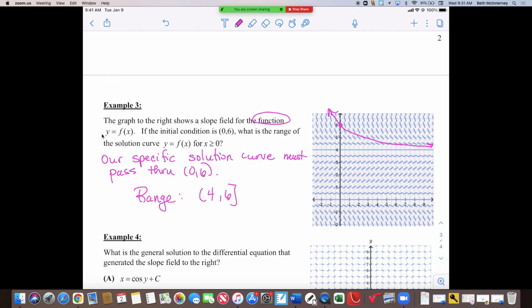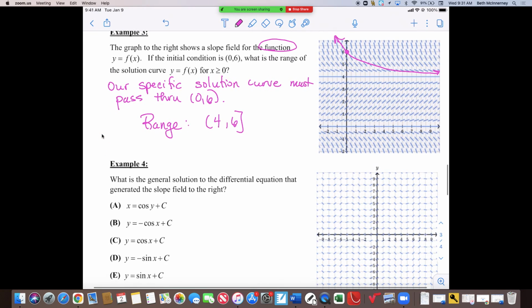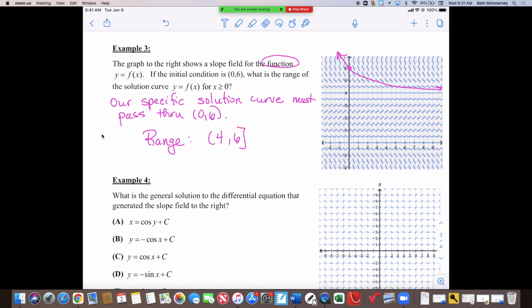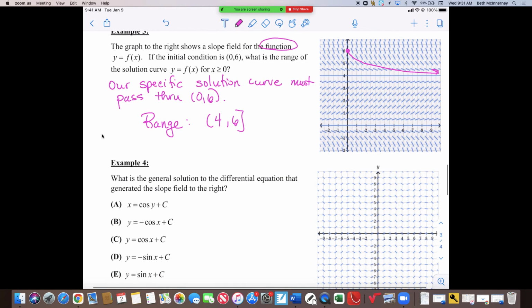But keying in on the word function. Oh, no, sorry. Yeah, it wouldn't go past 6. It starts at 6. Because x is, yeah, thank you, greater than or equal to 0. No, because x is greater than or equal to 0, so that's to the right. Yeah, that's to the right.